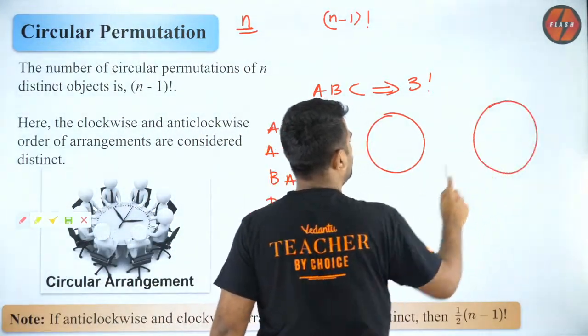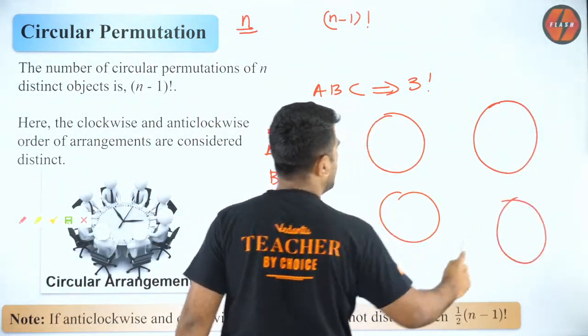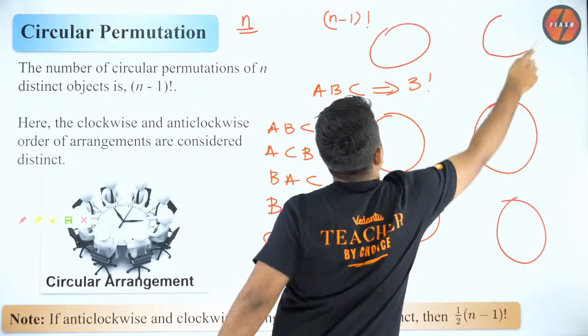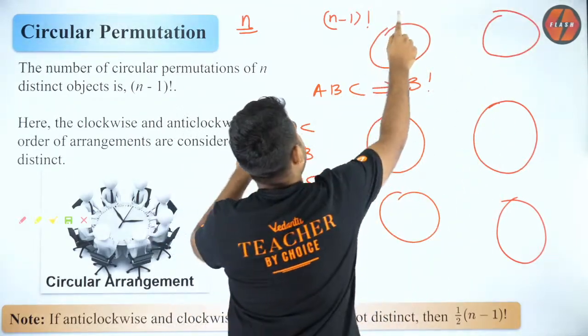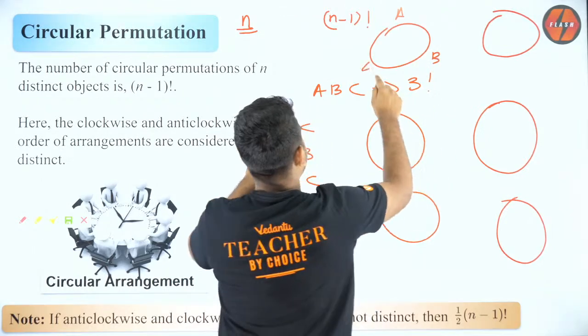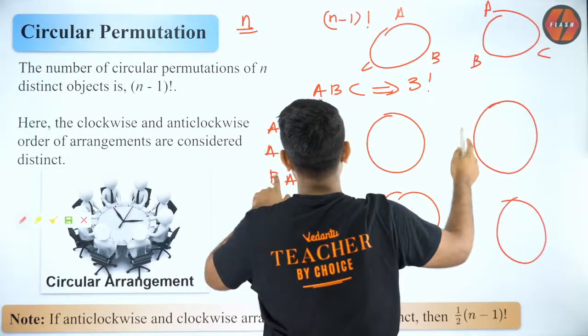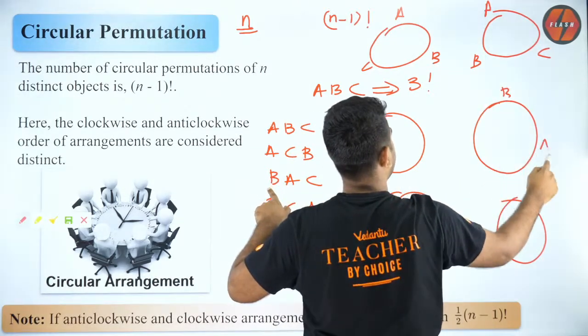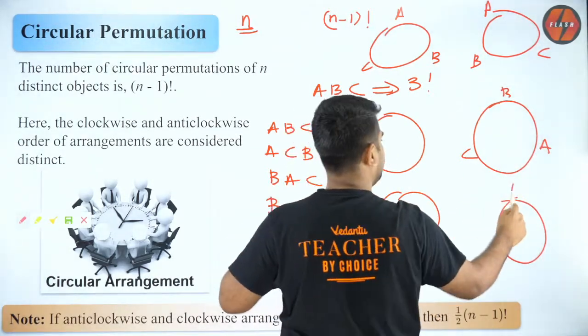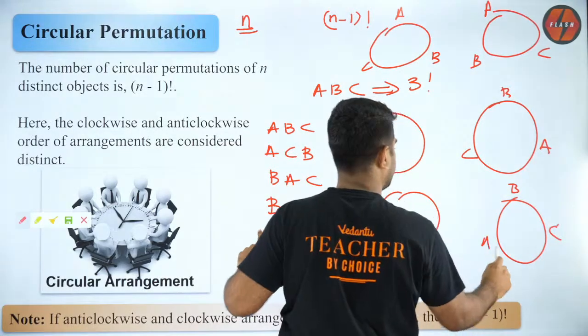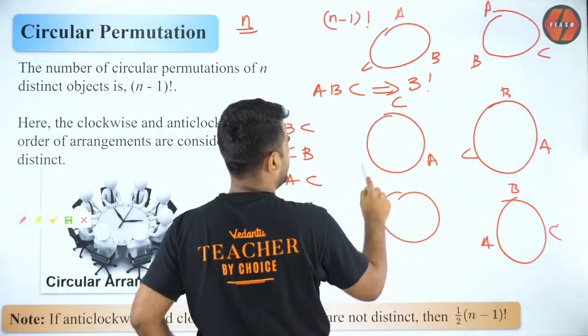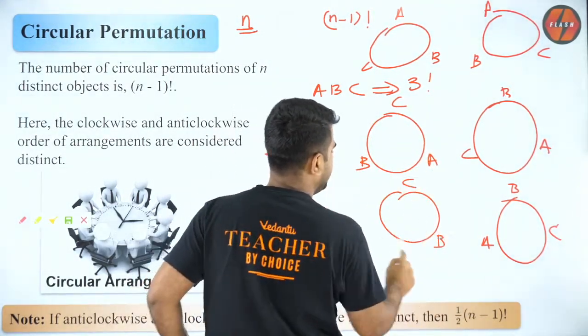1, 2, 3, 4, 5, 6. So let's write all of them. A, B, C. Then we have A, C, B. Then we have B, A, C. Then we have B, C, A. Then we have C, A, B. Then we have C, B, A.